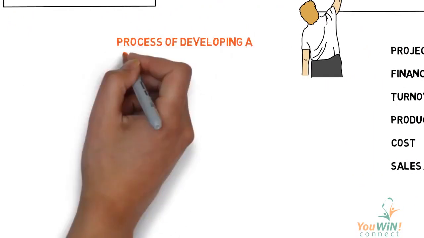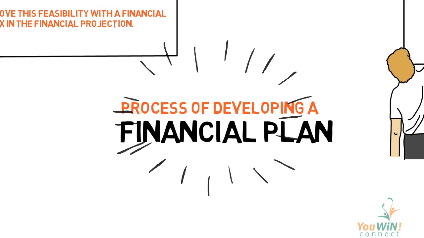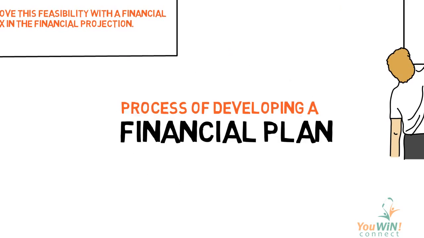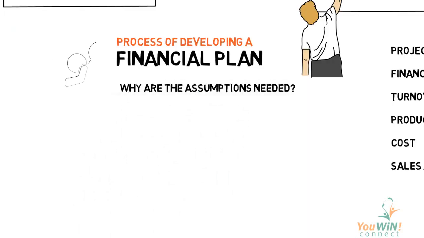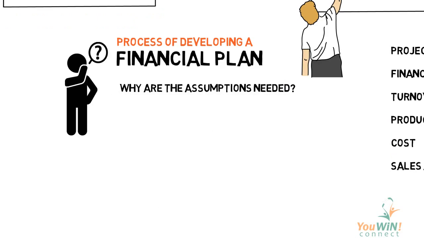Now let's look at the process of developing a financial plan. A critical part of the financial plan are assumptions. Because we're dealing with projections, assumptions are extremely critical for this process. The question will be, why are assumptions needed? The financial projection is made for a period of 3 to 5 years. However, at the time of making the projections, the necessary information and data are generally not sufficient.